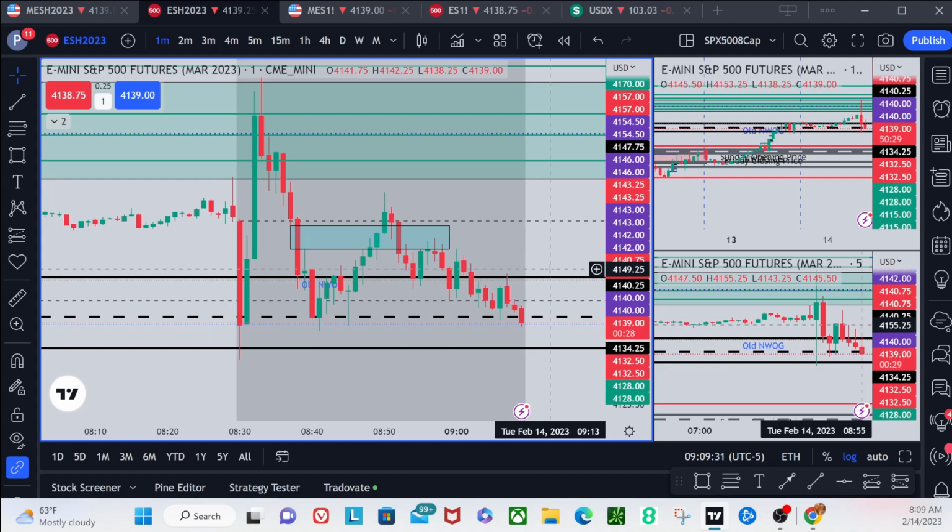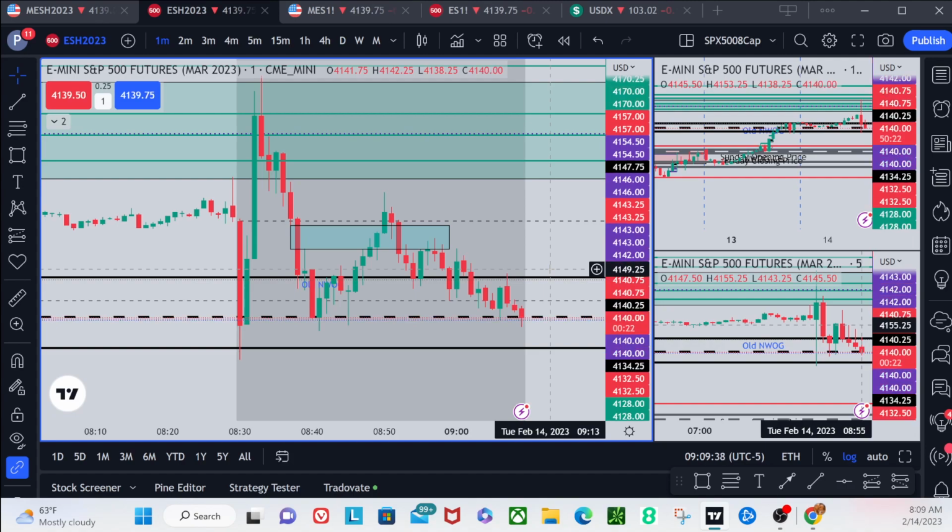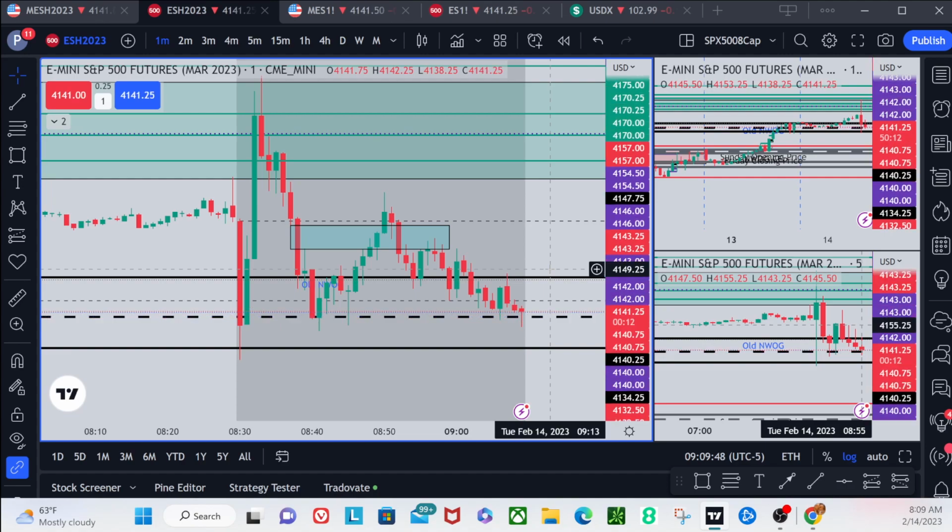Look at the bodies respecting the old new week opening gap. The wicks do the damage, but the bodies are telling you the story. So what's down here? Sell side. How far can it go? It can go down to 41.37 and a quarter, which is between this consequent encroachment and the low of the previous new week opening gap.